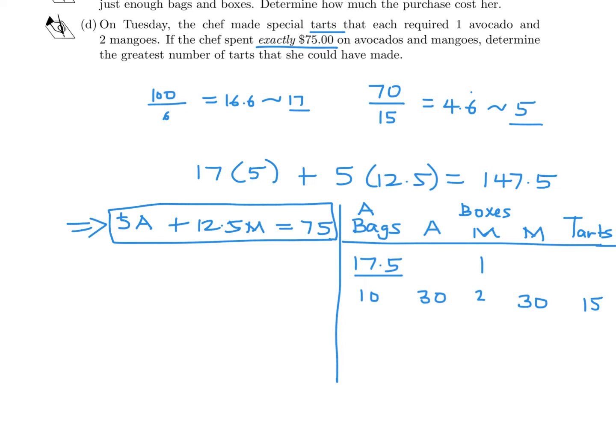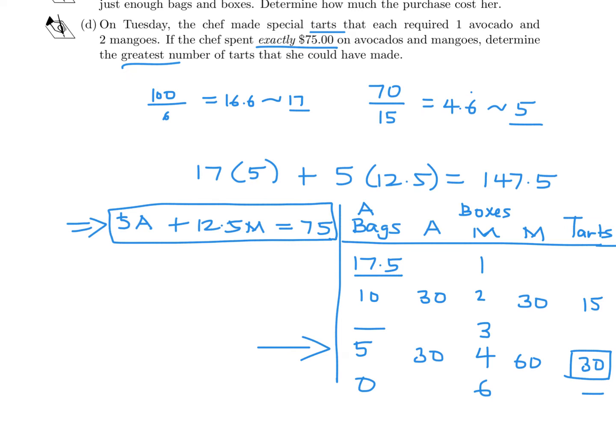Okay, let's keep going here. I'm going to skip 3 because if I put 3 for M, I won't get a whole number here. So let's do 4. 4 will give me 5 for A, and that means this is 30 and this is 60. And therefore, the number of tarts will be 30. And then if I go up to 6, this will be 0, and then therefore that's going to be 0 also. So it looks to me like the greatest number of tarts is going to be 30, and that happens when those numbers are plugged into that equation.